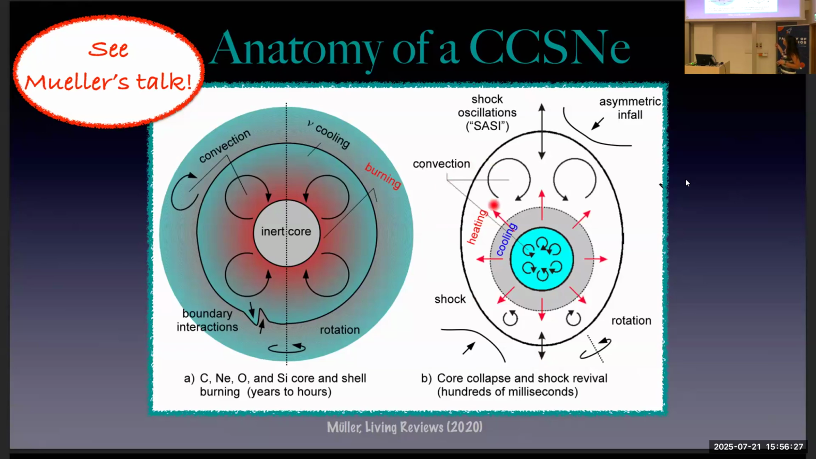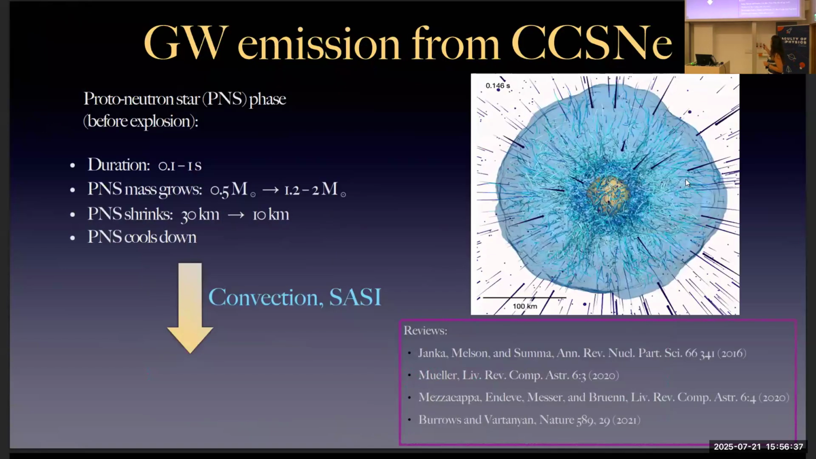And we have a few really important processes like convection and SASI, which we're really interested in for asteroseismology. So this is basically how you could picture this. I think this picture was also shown today, with the proton-neutron star in the center and the shock around it. So this lasts about 0.1 to 1 seconds.